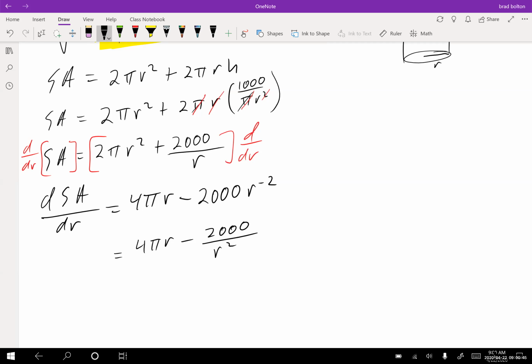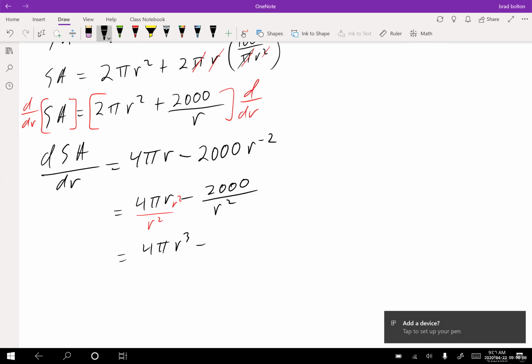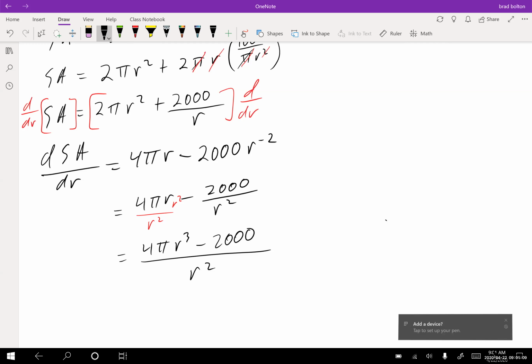Now we have to make common denominators like we've been doing. So this needs an r squared and an r squared. So this will now become 4 pi r cubed minus 2,000 all over r squared. Okay, so now let me double check and make sure we're on the right path. So this is our first derivative.